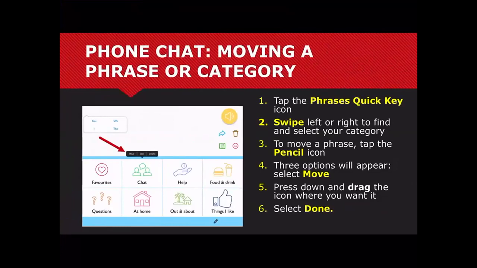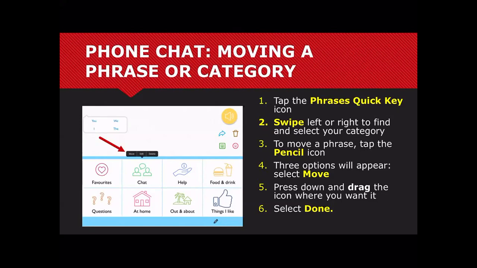So phone chat, moving a phrase or category. Okay, so it's a good idea to have your phrases set up in the order you're going to use them, to where it makes sense where you're going to go from one to the other. So managing conversations is an important way to avoid delays and confusion for someone and their communication partner. It can make conversations easier if you have the categories next to each other within the application. So for example, managing a phone call, it would be easier when you list the phrases that you plan on using in sequential order. Okay, so how do we move categories and phrases?